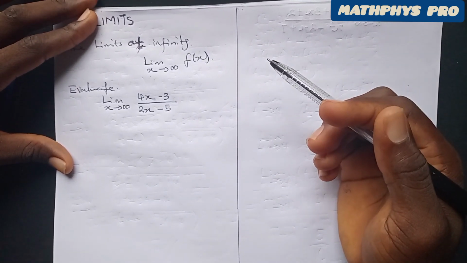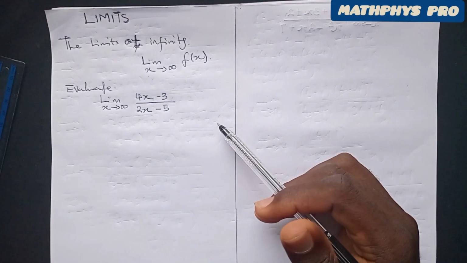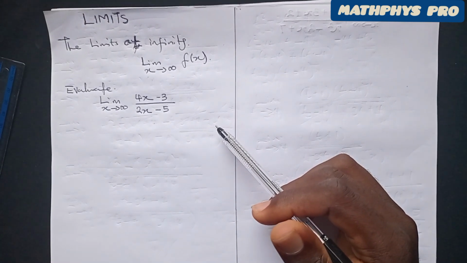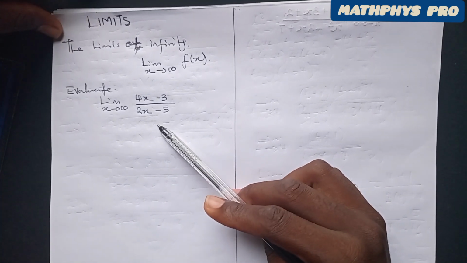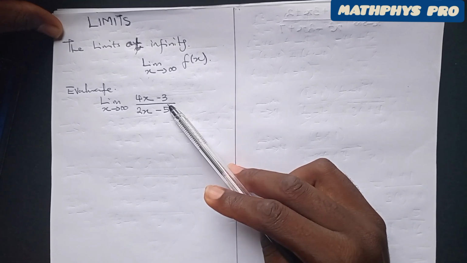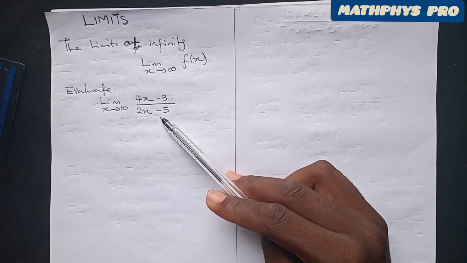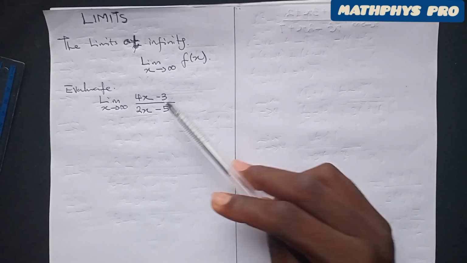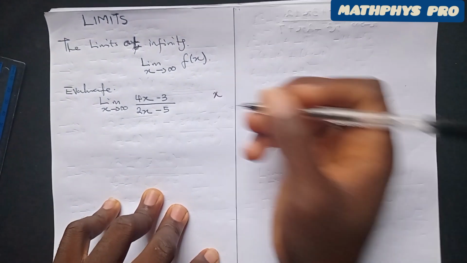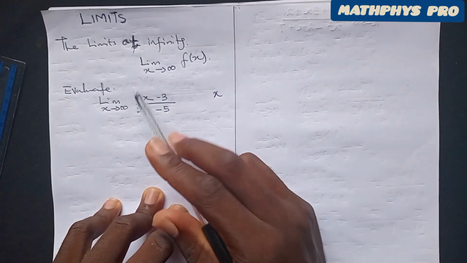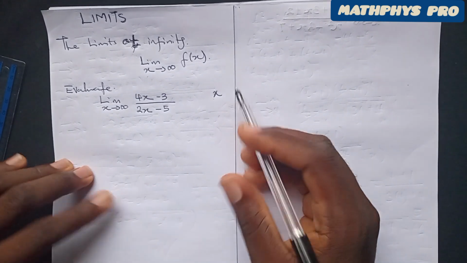Now, how to evaluate this problem? Divide the numerator and the denominator by the highest power of x occurring in either the numerator or the denominator. For this problem, the highest power of x occurring is x. So we are going to divide the numerator and denominator by x.